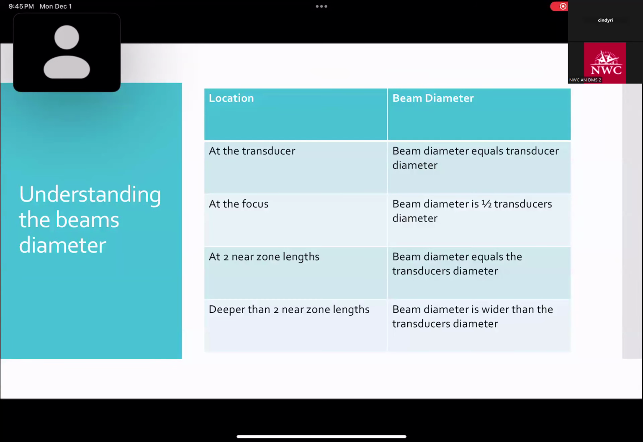So understanding the beam diameter is important at different parts. It is important to know the beam diameter as the sound wave is leaving the transducer, at the focus, at two near zone lengths, which would be the far zone, and then deeper than two near zone lengths.